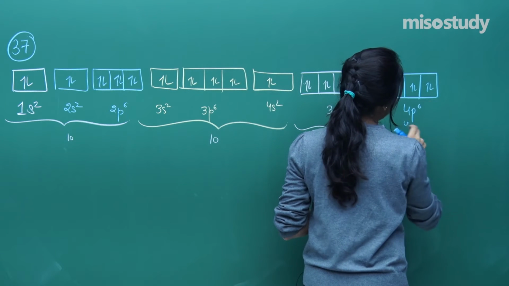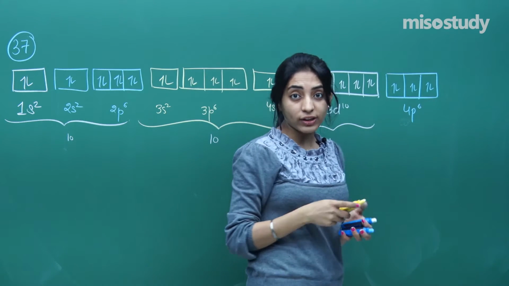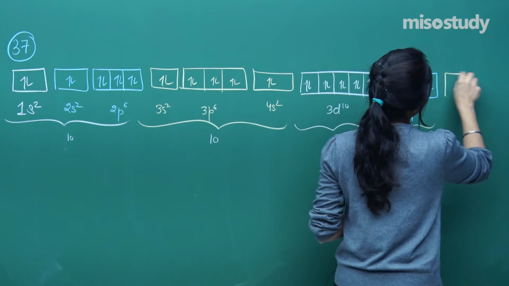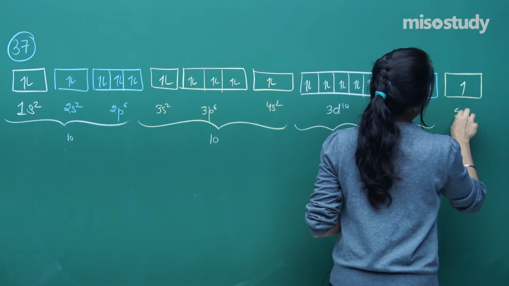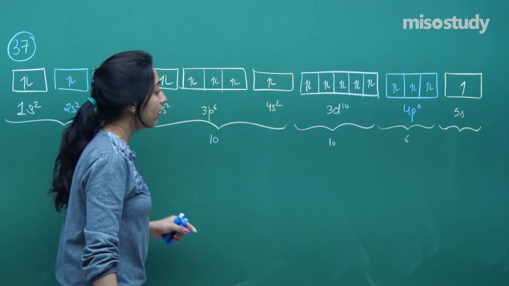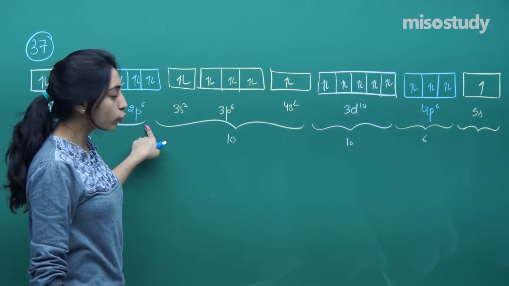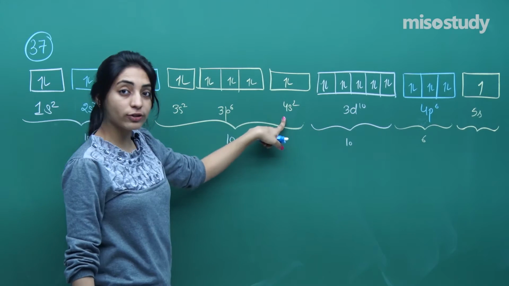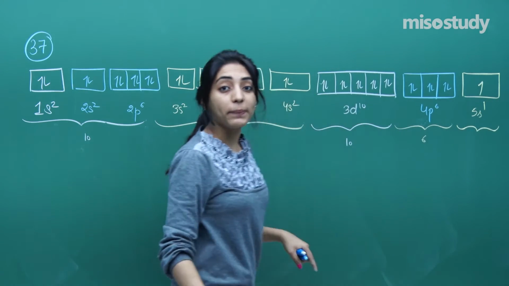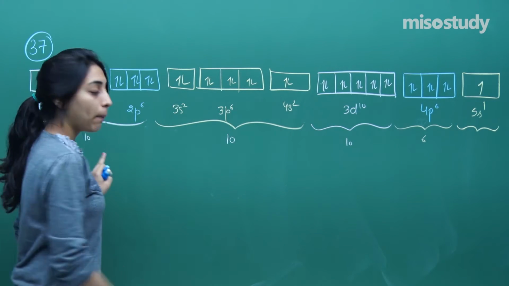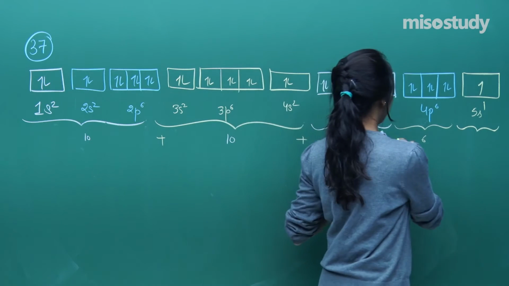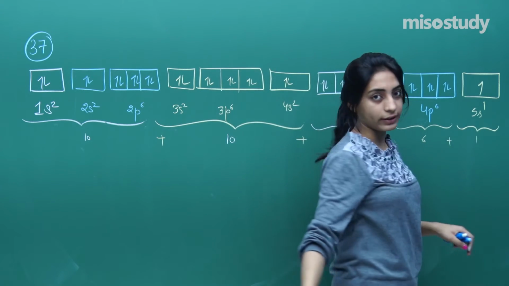So this is 4p6, and 4p6 after that. So we are done with 6 more. We are just left with 1, that is 5s. Okay, read it again: 1s2, 2s2, 2p6, 3s2, 3p6, 4s2, 3d10, 4p6, 5s1. Making it a total of 10 plus 10, 20 plus 10, 30 plus 6, 36 plus 1, 37.